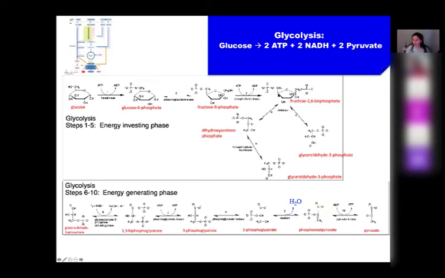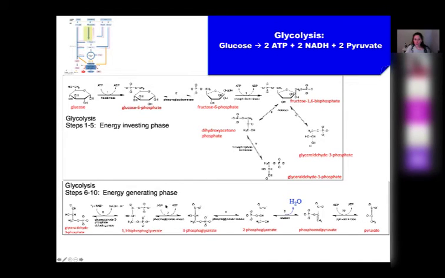We phosphorylate it again, and then we break it apart into 2 molecules of glyceraldehyde 3-phosphate, which can then be converted into energy generation. So the glyceraldehyde 3-phosphate will produce an NADH molecule and then an ATP molecule through transferring of the phosphates. And eventually we end up at pyruvate after another generation of ATP.